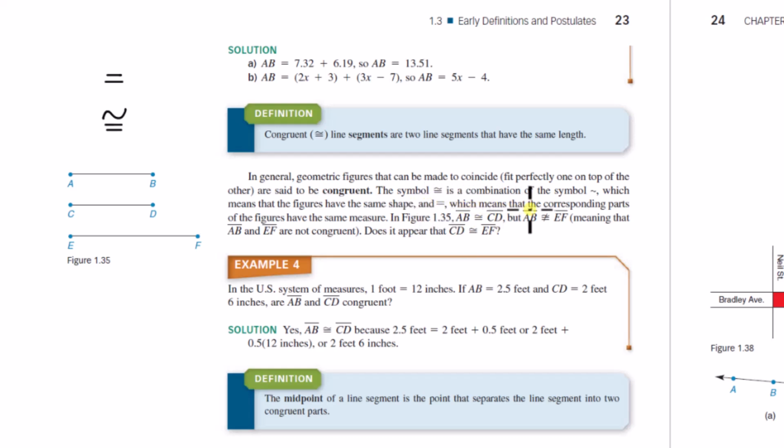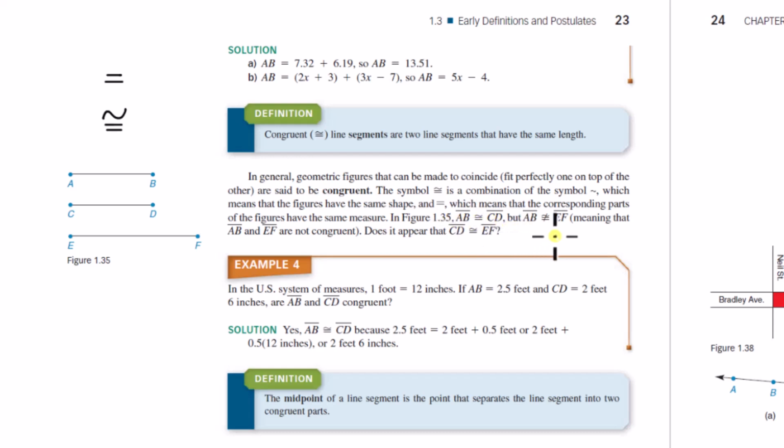The congruent symbol is a combination of this squiggly line, which means that the figures have the same shape, and equals, which means the corresponding parts of the figures are the same measure. So it's same shape and measure. If you have two triangles that are congruent, then they're going to have the same area. That's true. The angle measures and everything are going to line up, but they also have to have the same shape. So it's more than just equals. It only works out that way with line segments because it's a relatively simple figure.